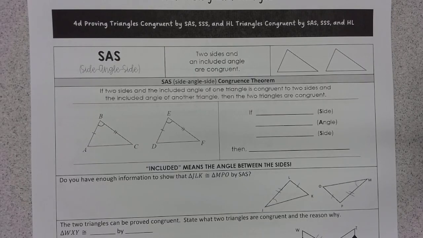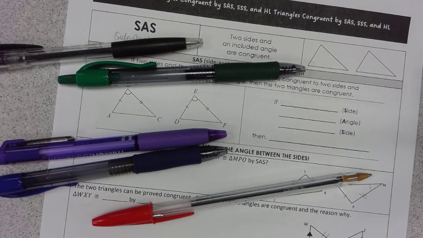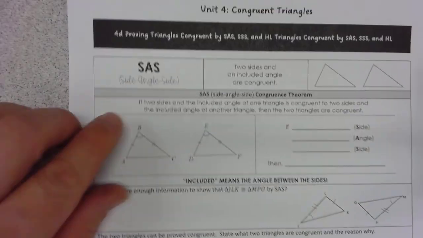How many sides are in a triangle? Three. How many angles are in a triangle? Also 3. So what needed to happen to show triangles were congruent is I needed to show that 3 angles were congruent to each other and 3 sides were congruent to each other. However, starting today, there are some shortcuts, okay? The shortcuts, instead of 3 sides and 3 angles, can be abbreviated with just letters right here.